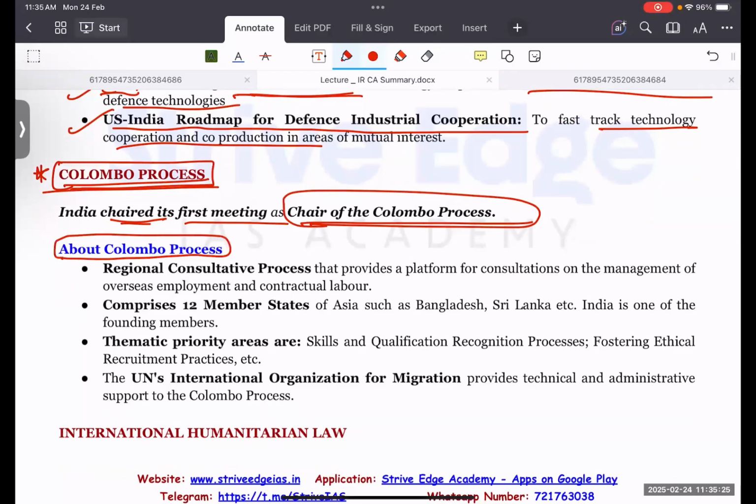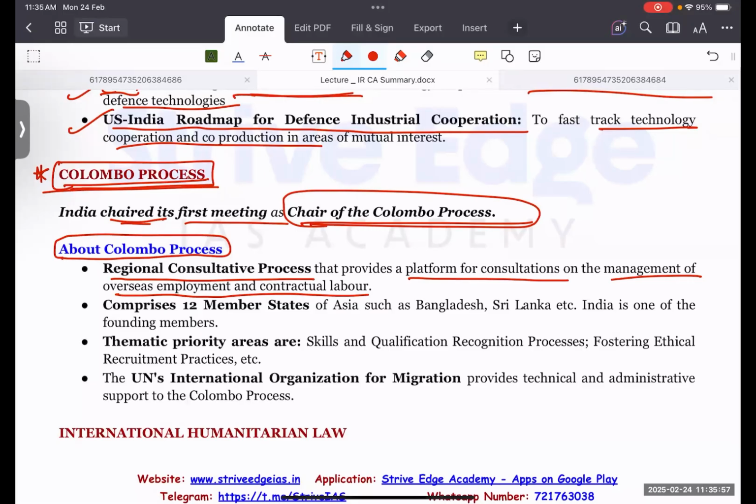What is this Colombo Process? It is a regional consultative process that provides a platform for consultations on the management of overseas employment as well as contractual labor. Each country will have its exports, and the exports also include services. The exports also include manpower, that is the labor which is being sent. So there is a huge chunk of the Indian population who go outside the country to work as labor, or they go under contractual labor.